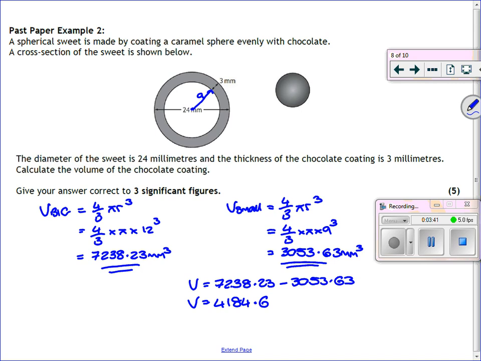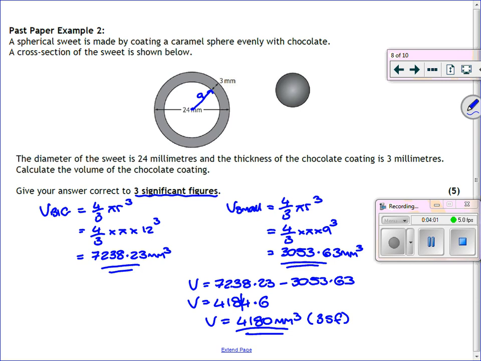We want to round our answer to 3 significant figures. So I'll chop my number off here. So volume is going to be 4,180 cubic millimeters. And that's to 3 sig figs.